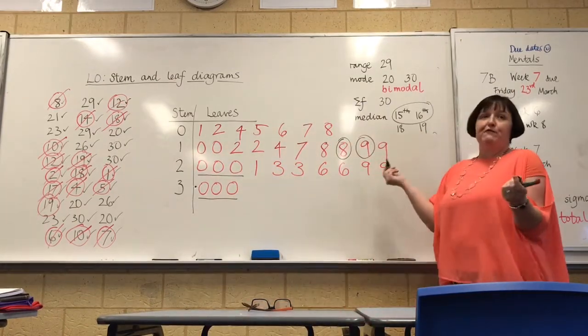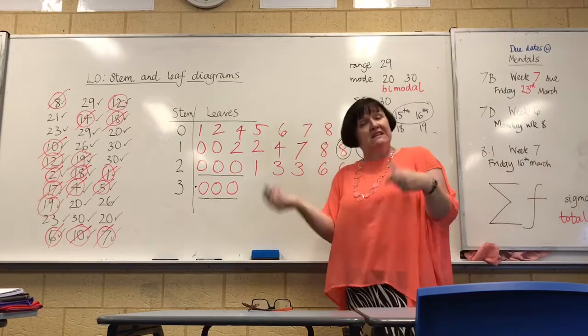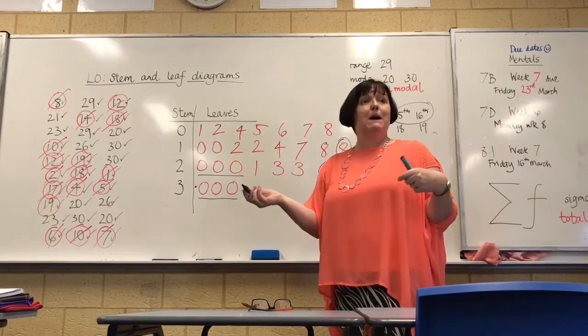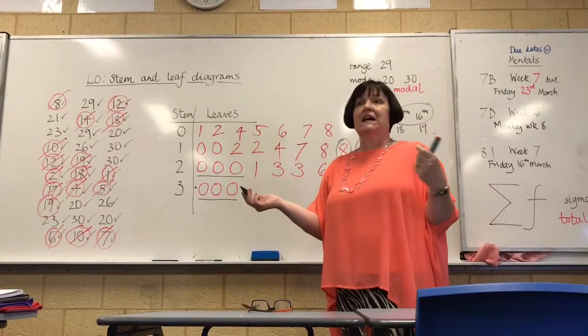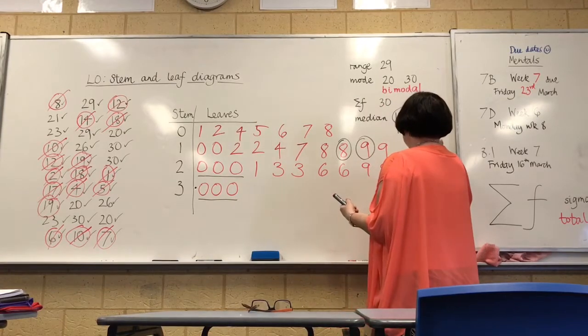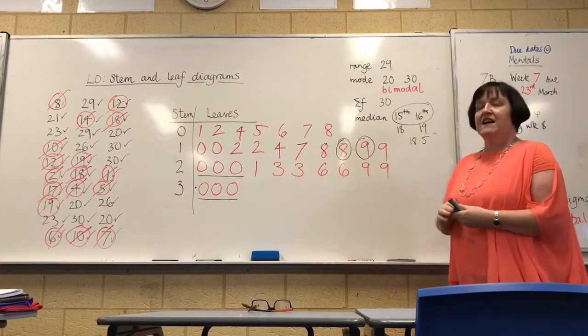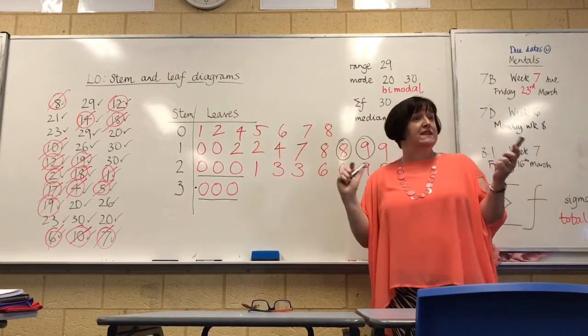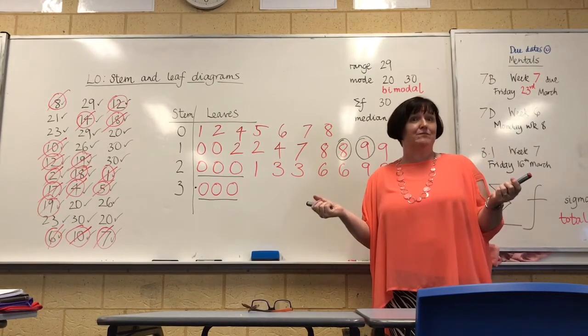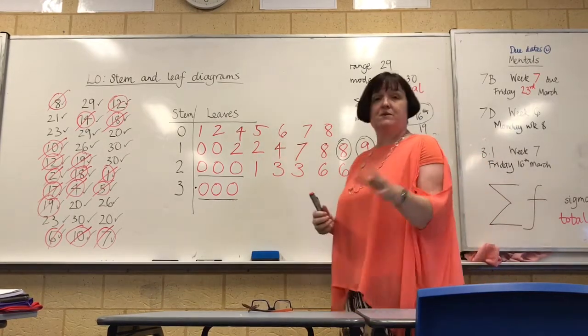So if my 15th bit of data is 18 and my 16th bit of data is 19, my median is 18.5. That's right. So that's a really good way of using a stem and leaf diagram to help you find the median. Okay, should we stop there? Thank you.